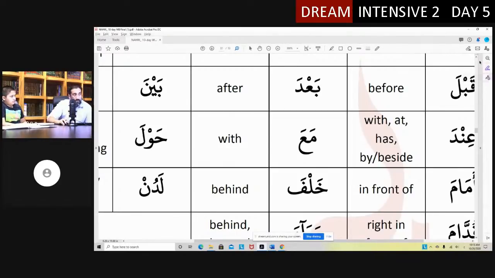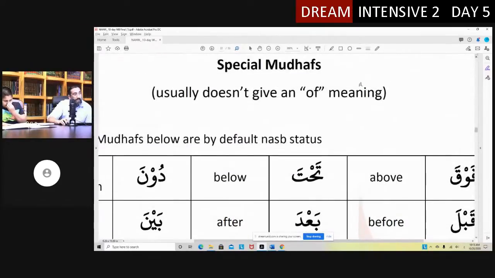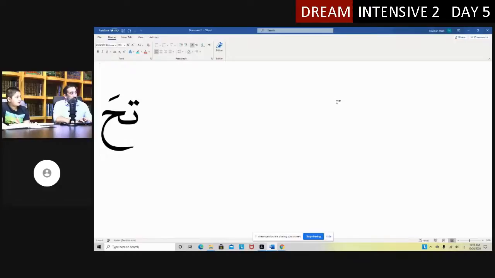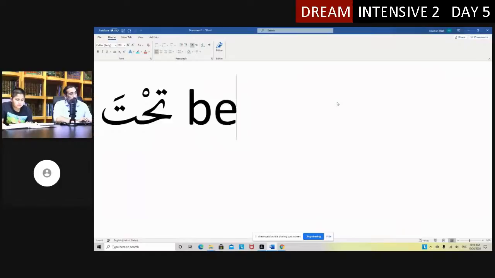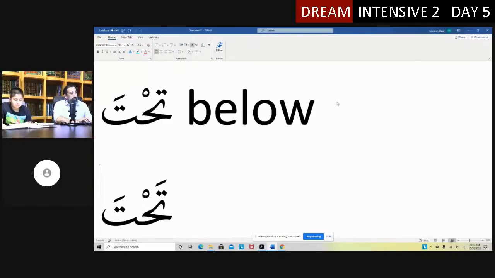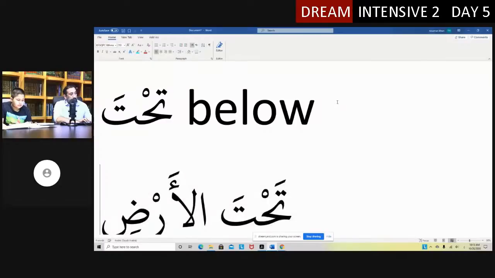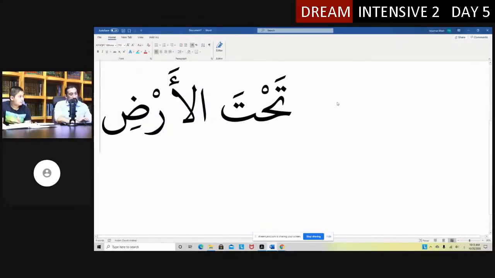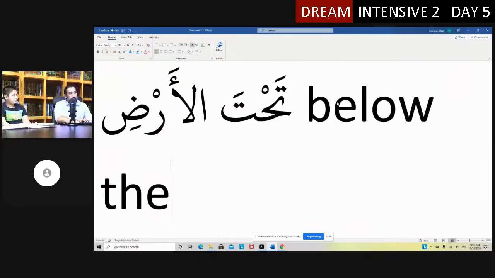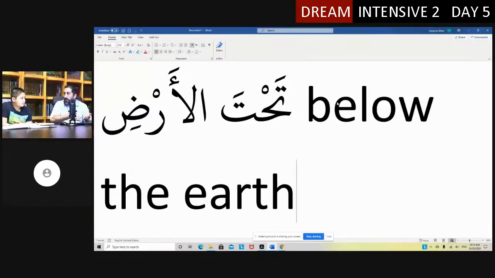What makes them special, additionally, is that these guys most of the time don't produce an "of" meaning. Sometimes it does, but usually it doesn't. Let's try tahta. Tahta means below. So if I say tahta al-ardi, ard means earth. What does tahta al-ardi mean? Below the earth. You don't say below of the earth. You just say below the earth or under the earth. تحت الأرض.